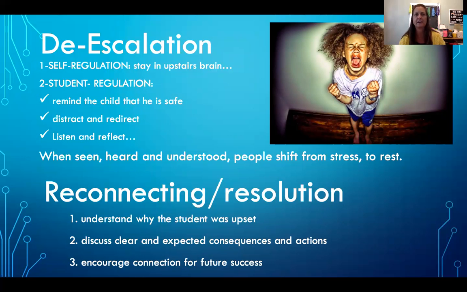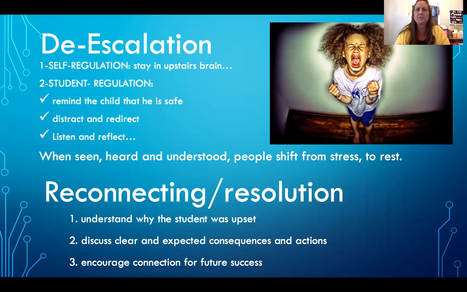So once you get there, first of all, you notice it says self-regulation. Remember, as a teacher, the most important thing is to stay in upstairs brain. Make sure that you've got what you need to help them through this problem. Then your student regulation is just: make sure he knows he's safe, distract and redirect. I like the idea of that a lot. That's where those sensory objects come in, that calming corner.